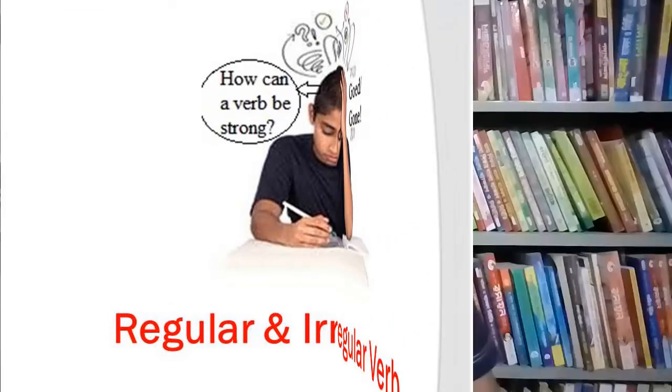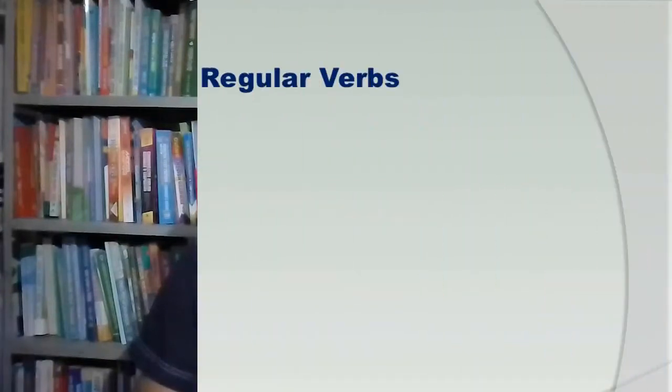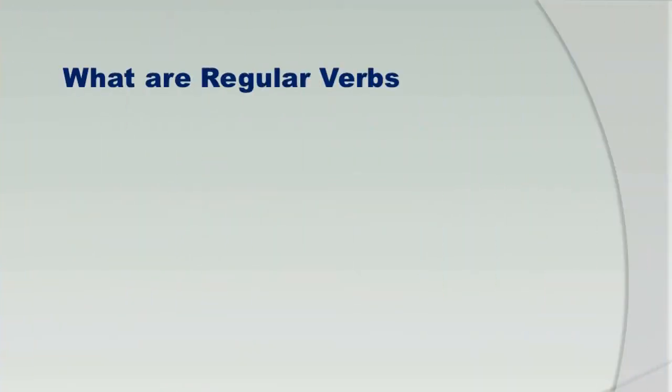You may have had a question from your childhood, when you started studying English: why can a verb be strong or weak? Students, we will clarify all the questions you have in terms of strong verbs and weak verbs. Strong verbs and weak verbs are also known as regular and irregular verbs, students. So the first question is, what are regular verbs?